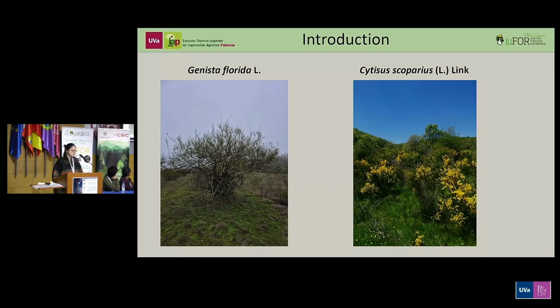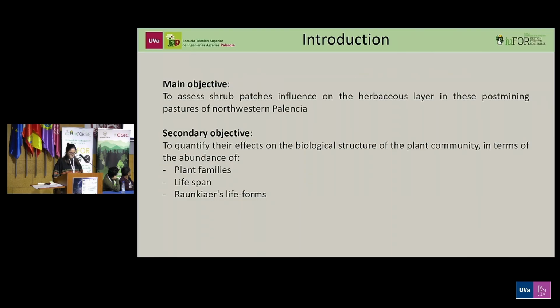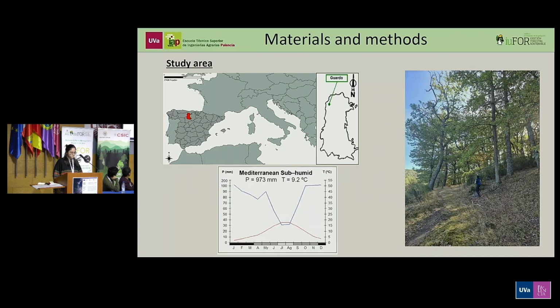And in these pastures, it has been observed that some shrubs such as Genista florida or Cytisus scoparius have colonized them. And these shrubs here can play an important role in the facilitation processes. And these lands have an important lack of soil structure. So the main objective of our work is to assess shrub patches' influence on the herbaceous layer in these post-mining pastures, and also to quantify their effects on the biological structure of the plant community in terms of plant families, lifespan, and Raunkiaer life forms.